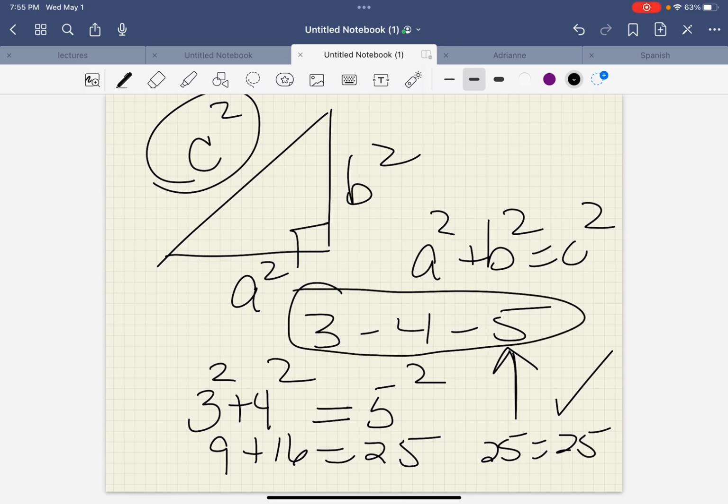So we can use it both ways. We can find missing pieces if we know it's a right triangle, and we can determine if it is a right triangle if we're given the sides. So they had a little activity. Unfortunately, we don't have time to do it.